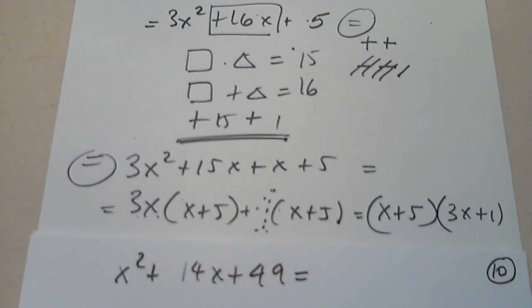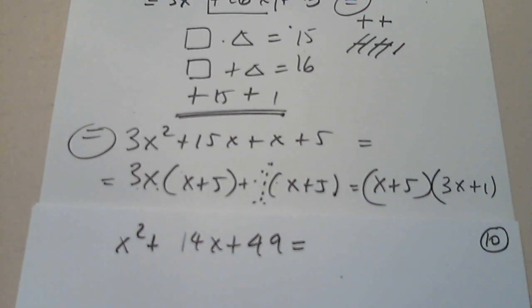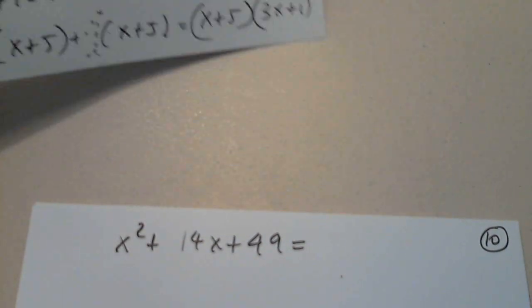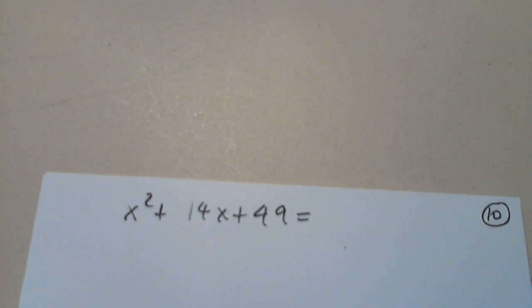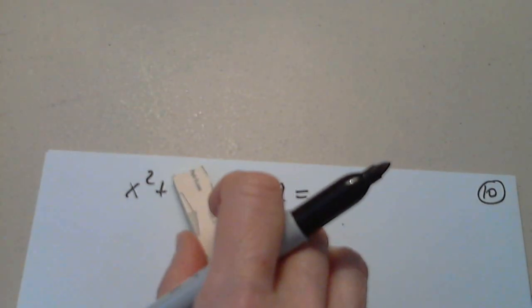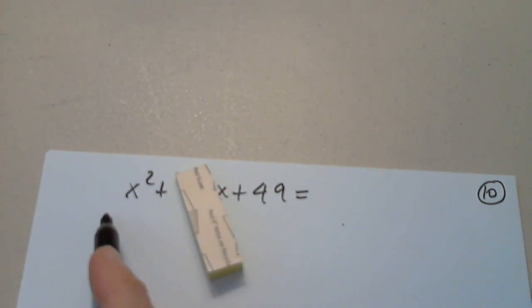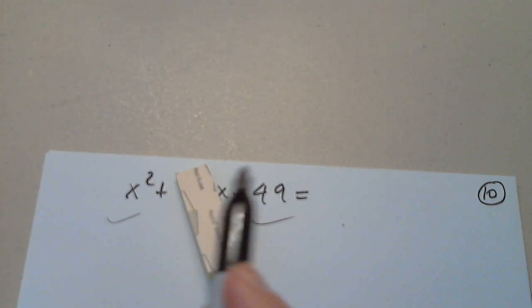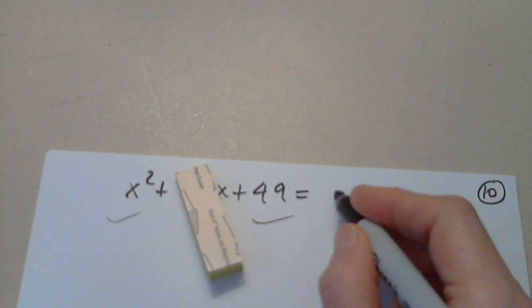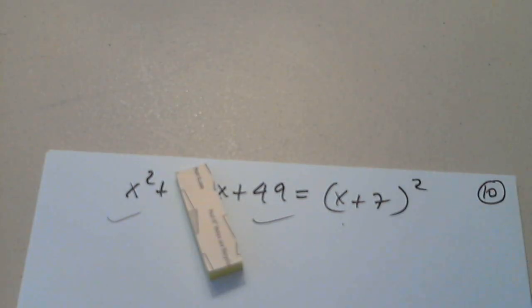Plus 49. Descending order, it's a trinomial. Greatest common factor, no. Negative leading coefficient, no. Special product, I always hope for a special product. I see this is a perfect square and this is a perfect square with plus. So I expect x plus 7 everything squared.